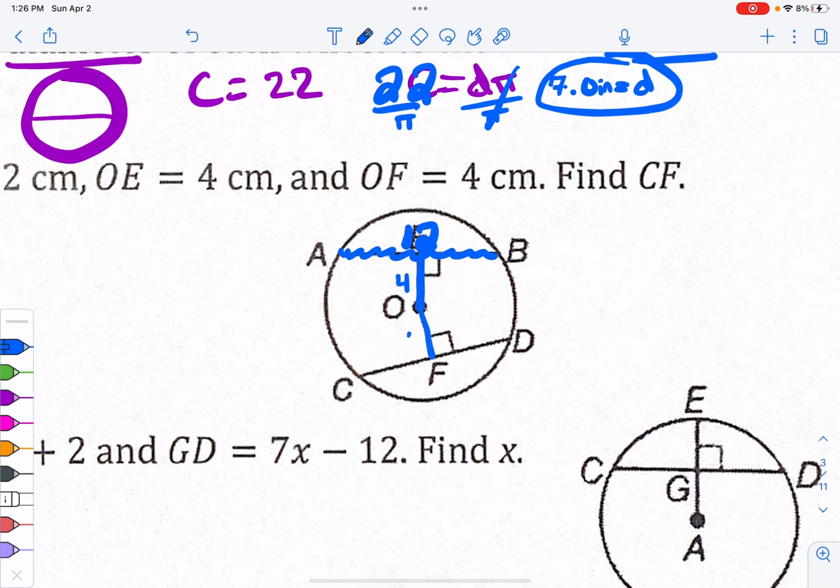OF is 4 also. They want us to find CF, which is this little bit right here, okay? So the fact that these two are both 4 means that if this is 12, then this will also be 12. But if they're only wanting CF, this is going to be the midpoint, so this would have to be 6, right? If this is the other 6, then it makes the whole thing 12. So this little piece is connecting to the midpoint of that segment. So 6 centimeters is what CF is going to be.